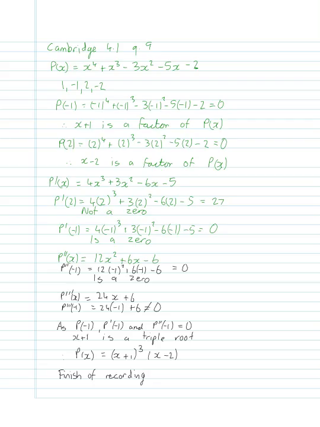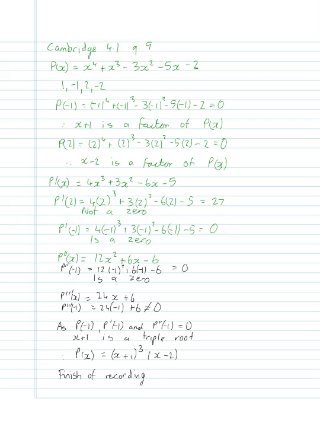To see if it keeps working, we check the third derivative. The third derivative is 24x plus 6, and p'''(-1) is 24 times minus 1 plus 6. That is not equal to 0, and we don't really care what it is, but it's minus 18, and therefore it's not a quadruple root.